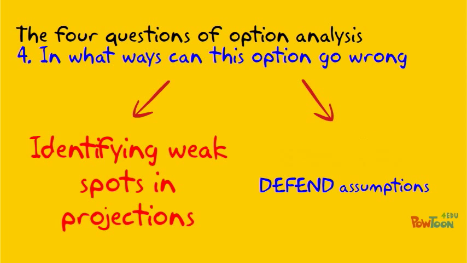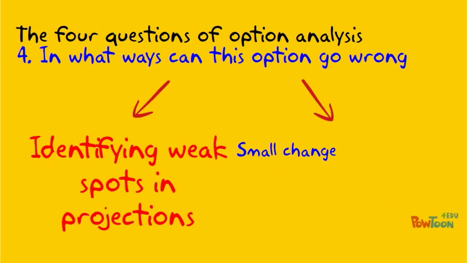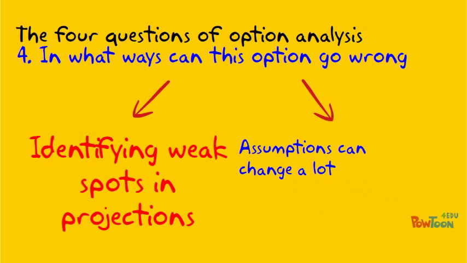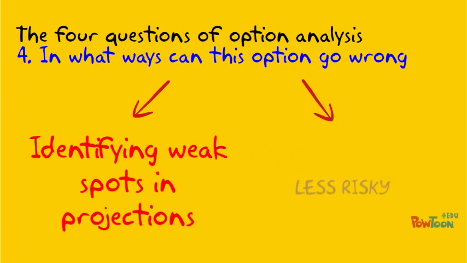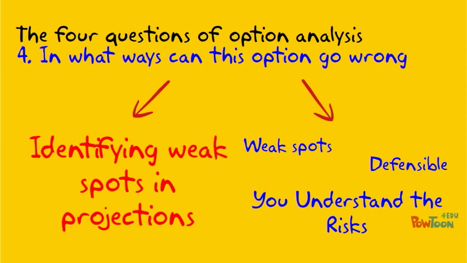Defend those assumptions. Why do you believe your assumptions are realistic? How wrong can those assumptions be before the whole plan falls apart? If a small change in your assumptions cause the option to fall apart, then maybe it's high risk. But on the other hand, if your assumptions can change quite a lot and the option's still good, maybe that's a less risky option. So show me you understand the weak spots in your projections. Show me your projections are defensible, and show me you understand where the risks are in your projections.